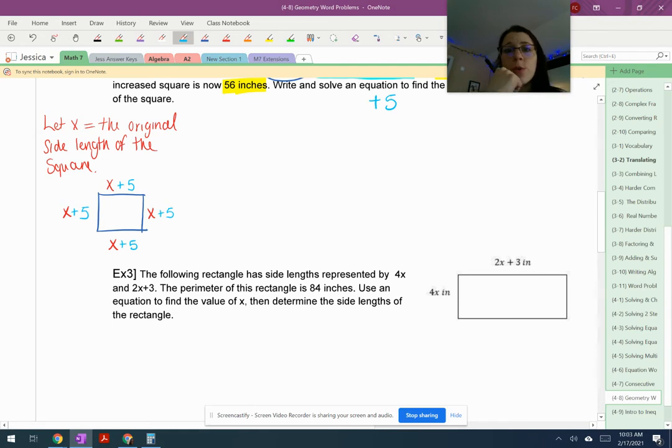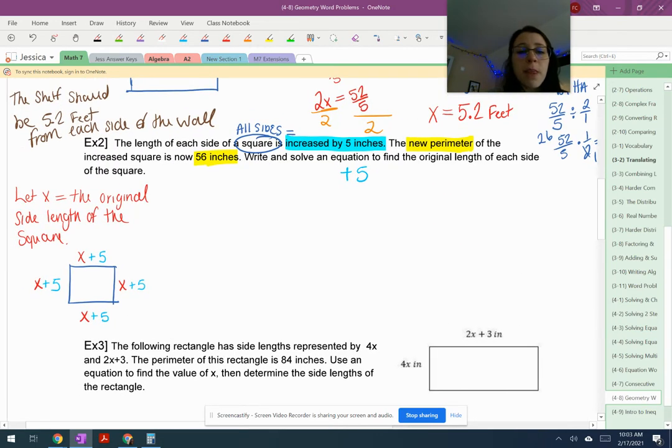4 times for each side of the square. So now the fact I haven't used yet is that piece about the perimeter being 56 inches. And that's the perimeter of the new square. The perimeter of the old square would just be x plus x plus x plus x, which they don't tell us about. So the perimeter of the new square, of this new bigger square, after it's been increased by 5, is 56. We know from our notes from above that perimeter means to add our sides together. So if I add all these sides together, it should give me that 56 that I can make an equation with.